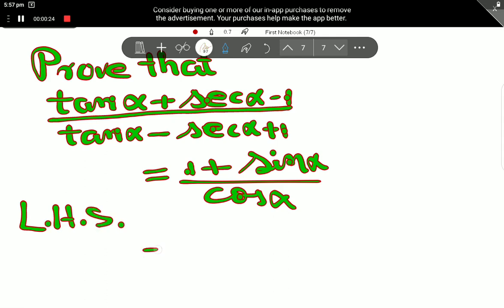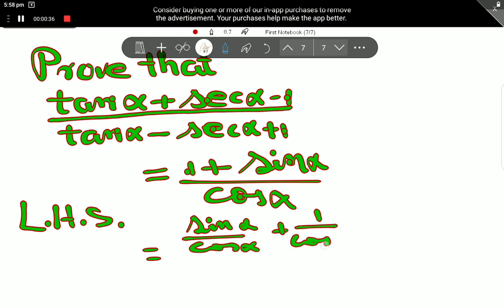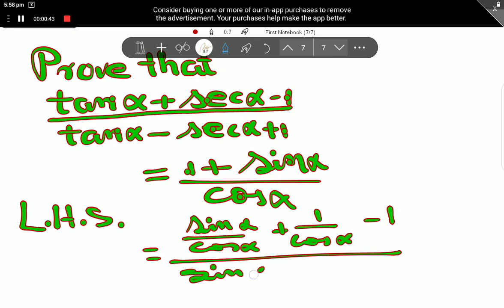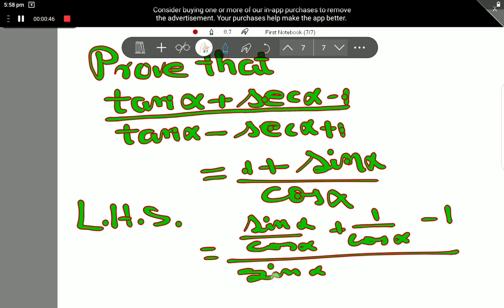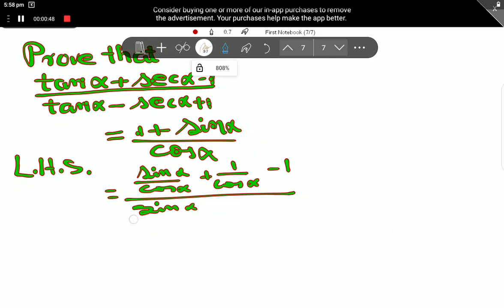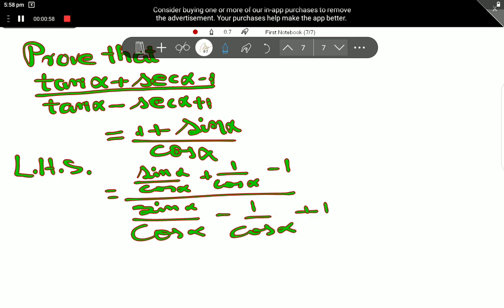the left hand side equal to tan can be written as sin by cos, so sin alpha by cos alpha plus sec can be written as 1 by cos, so 1 by cos alpha, minus 1 as it is, whole thing divided by tan can be written as sin alpha by cos alpha, minus sec, once again, sec can be written as 1 by cos alpha, and plus 1 as it is.